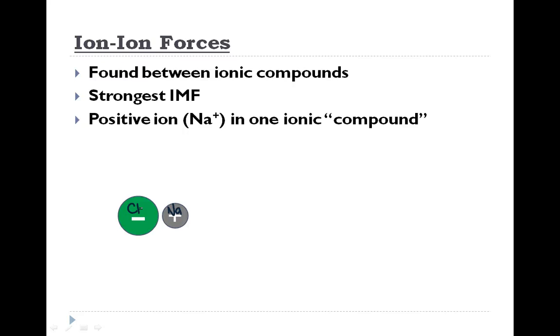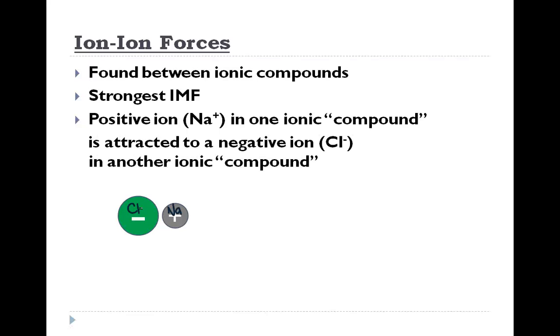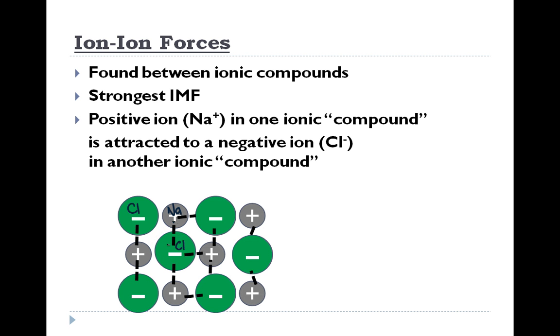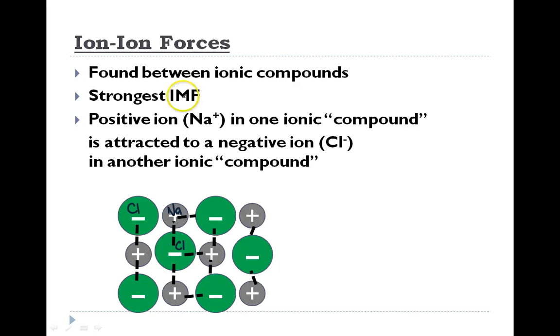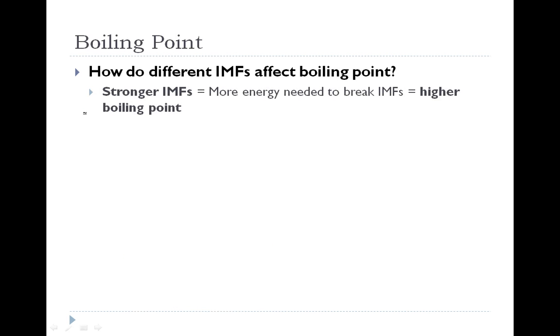It actually is a formula unit because that sodium chloride is going to find another sodium chloride and line up with it so that the opposites are next to each other. The same charges are not next to each other. And then that sodium is going to attract a chlorine in a different compound. And that's going to happen over and over and over again, creating this whole network of forces that hold those ionic compounds together. So these are the strongest force. So if you've got one of these, it's definitely going to have the highest boiling point.